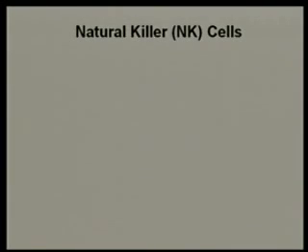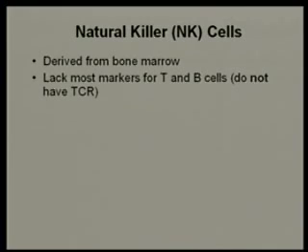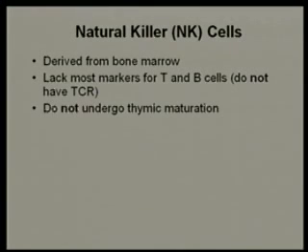Okay, so let's switch gears a little bit. There's also another cell type that's a very efficient killer cell. It's called the natural killer cell. This differs from the cytotoxic T cells in a number of ways. This cell lacks most markers that distinguish it from a T cell and a B cell. It does not express, for example, CD3. It doesn't express B cell markers. It does not have a T cell receptor. It does not have to undergo thymic maturation.